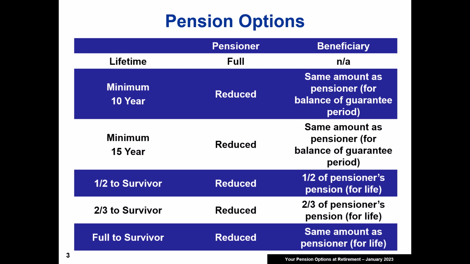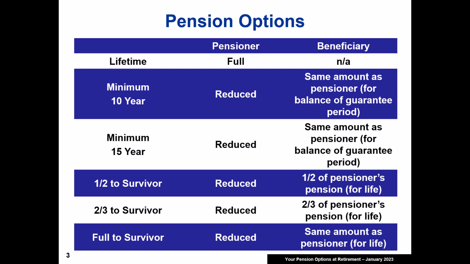This option is payable for your lifetime. If you pass away within the first 10 years of collecting your pension, then the balance of the 10 years is payable to your beneficiary. For example, if you collect your pension for 8 years, then 2 more years is payable to your beneficiary. If you live past 10 years, then you continue to collect your pension for your lifetime. However, there is no beneficiary after this.